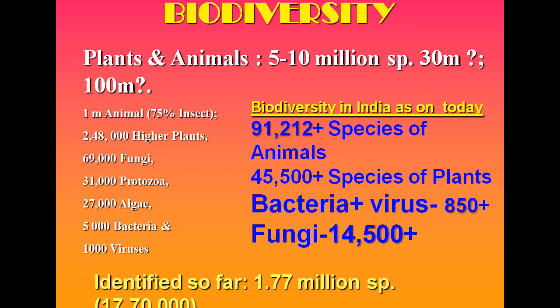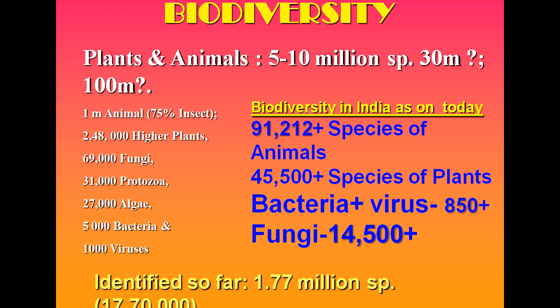Some say that it is 5 to 10 million species, some say it is 30 million species, even some say that it is 100 million. Because we have not studied or identified all the diversity that is found here. Why is it so? If you take the animals, more than 75% of the species are insects. How many insects do we know? Even if I ask each one of you to list the insects that you know, it will not cross 25.